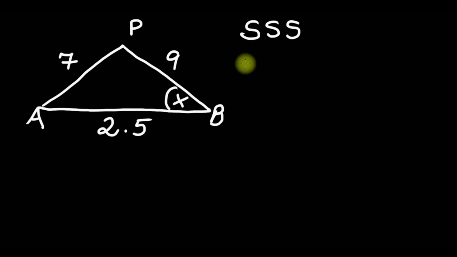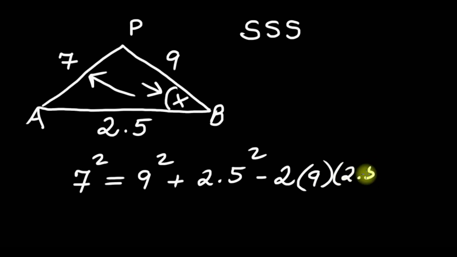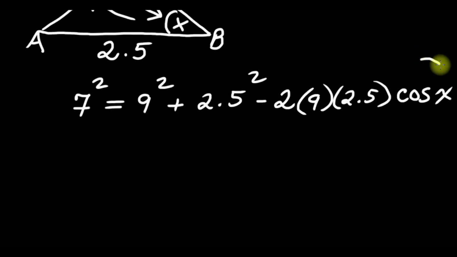So therefore, we can use the law of cosines to come up with the missing angle here, which is angle B, and we are calling it x. We're going to use 7 squared, because 7 is side B, and then it's going to be 9 squared plus 2.5 squared, take away 2 times 9 times 2.5, and then cosine of x. So here we're going to solve for x, and that is going to give us angle B.